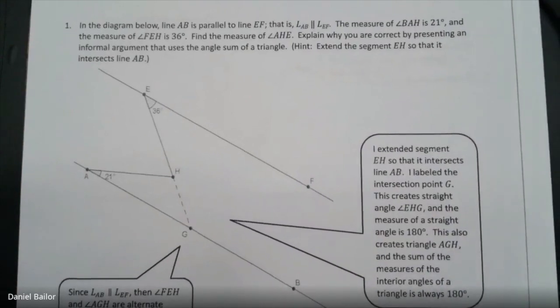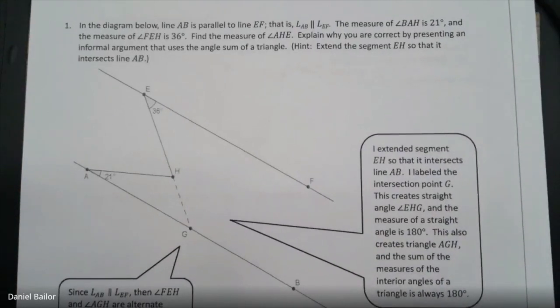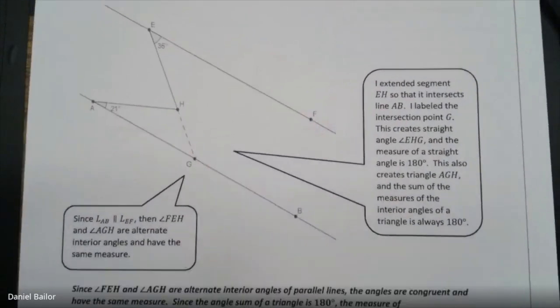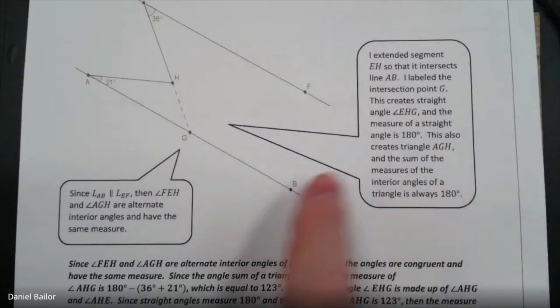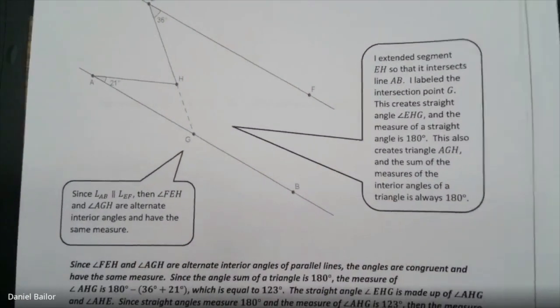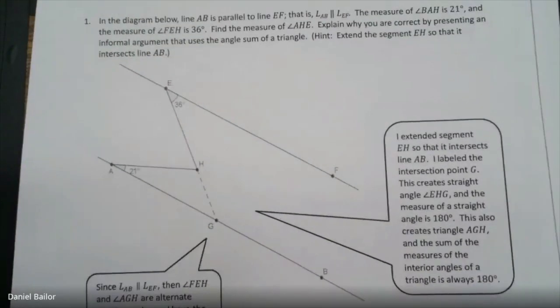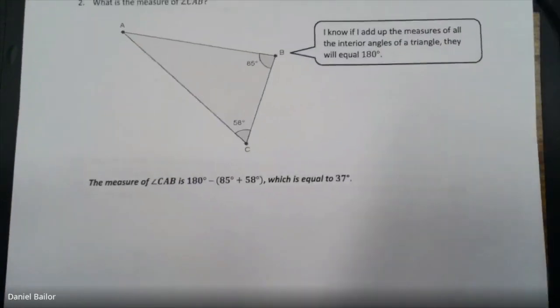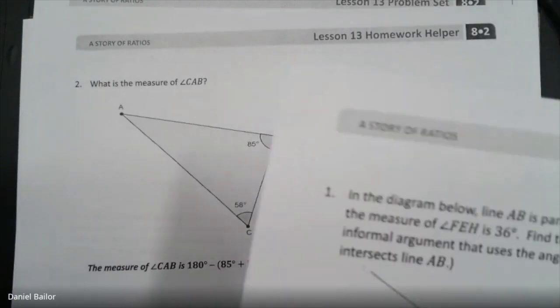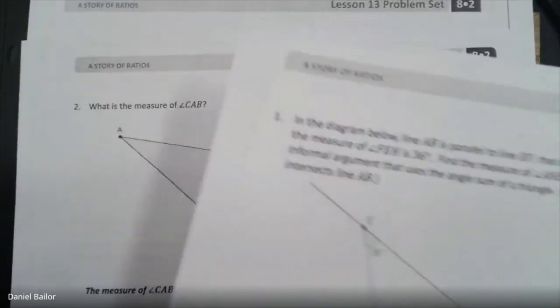Page 143 is a homework helper where they ask a question and then they answer it and they show you what they were thinking in the thinking boxes so that you can follow along. They do that on page 143 and 144, which are both the homework helper. So if you want some help from the book, read the homework helper.